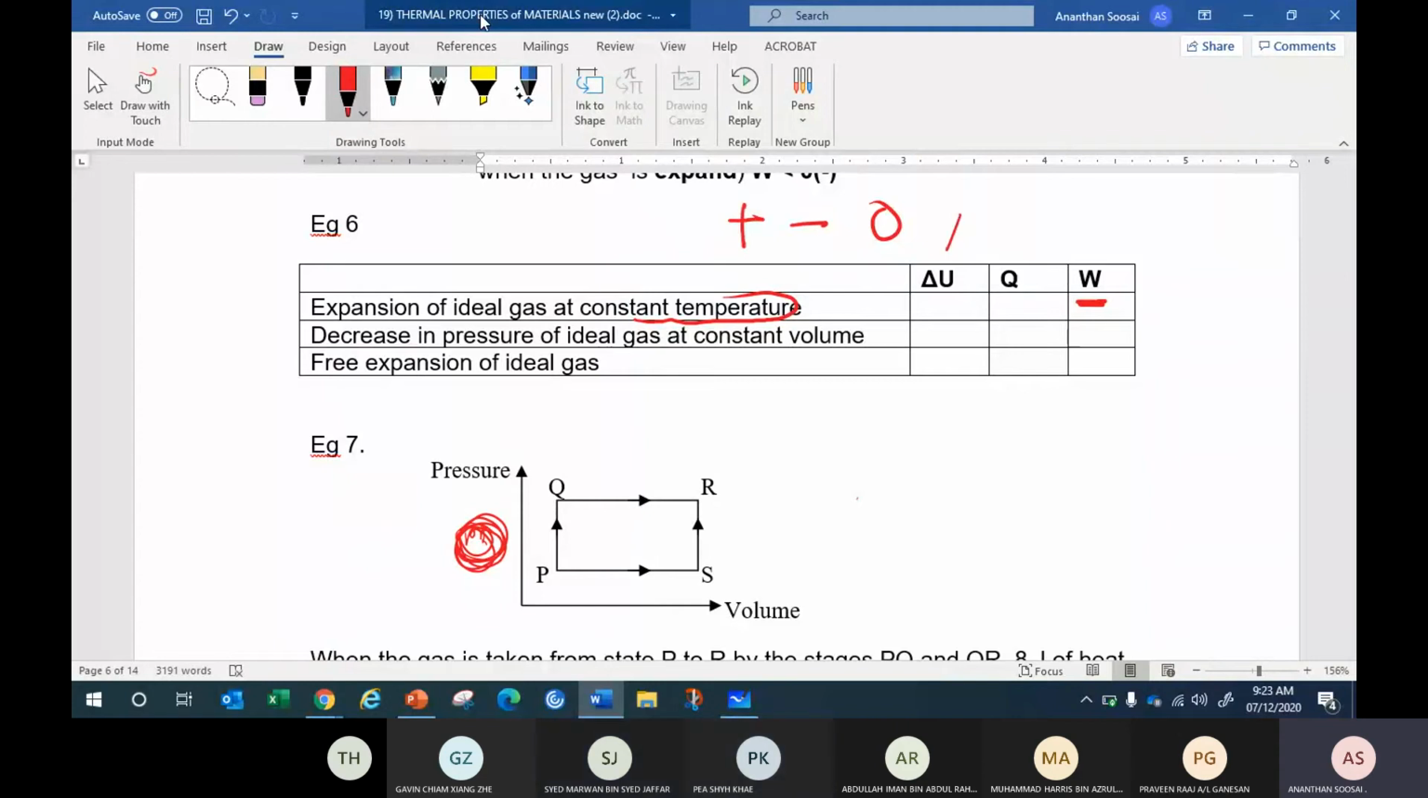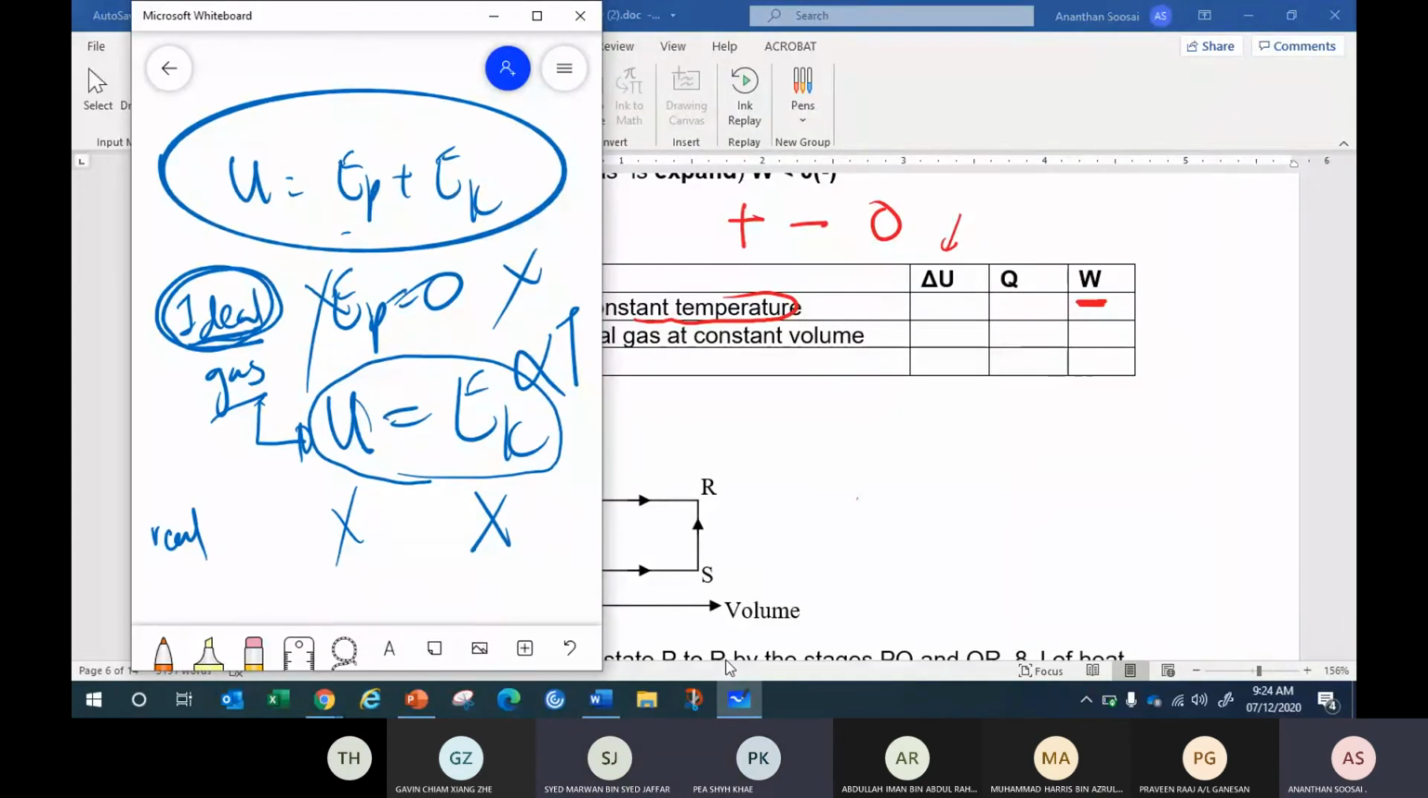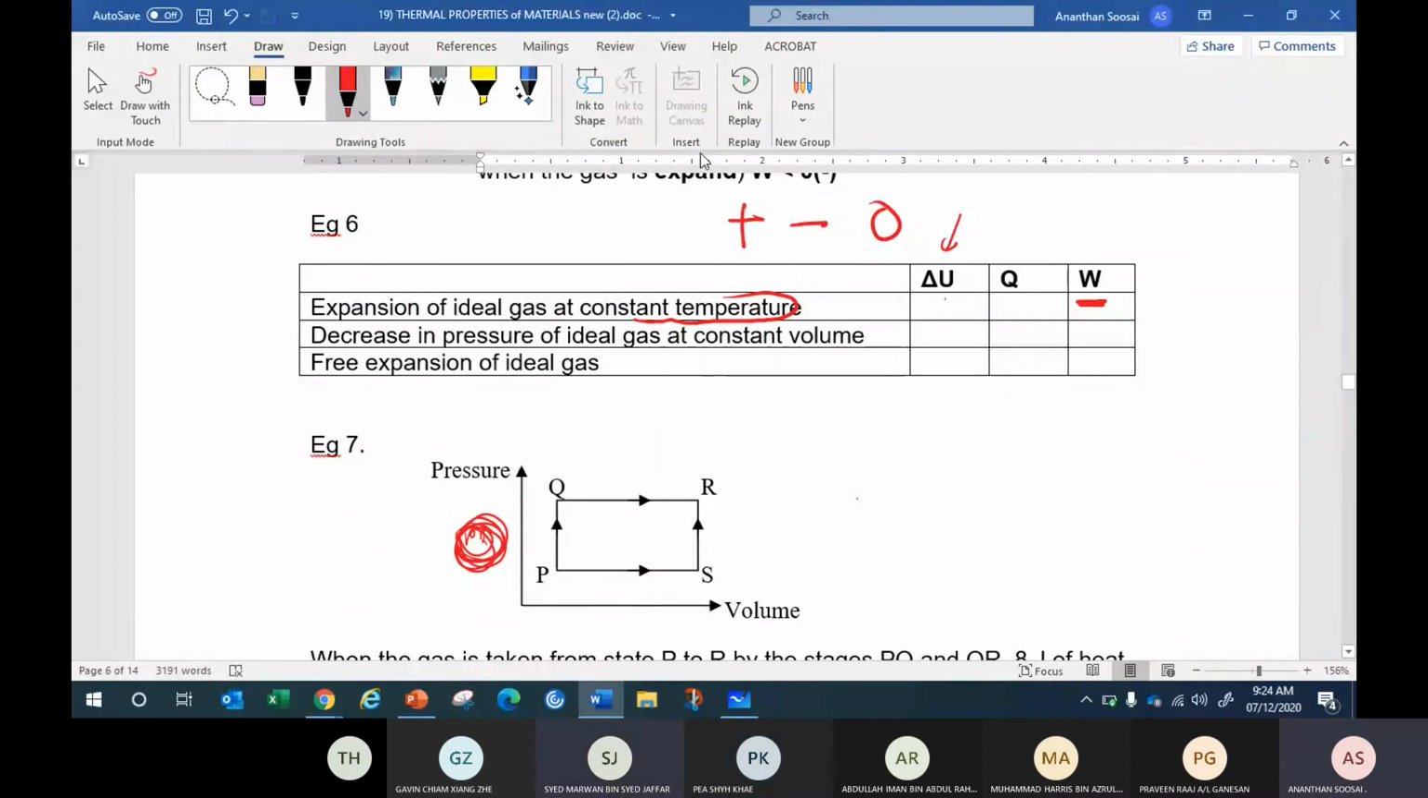So expansion of the ideal gas at a constant temperature. EP we don't have. EK, is there any change? It expands at constant temperature. Is there any temperature change? No temperature change, right? If temperature never changes, EK also never changes, right? So what happened to the internal energy change? For the first answer here, it must be zero. No change in internal energy. For an ideal gas, the change in internal energy is zero.